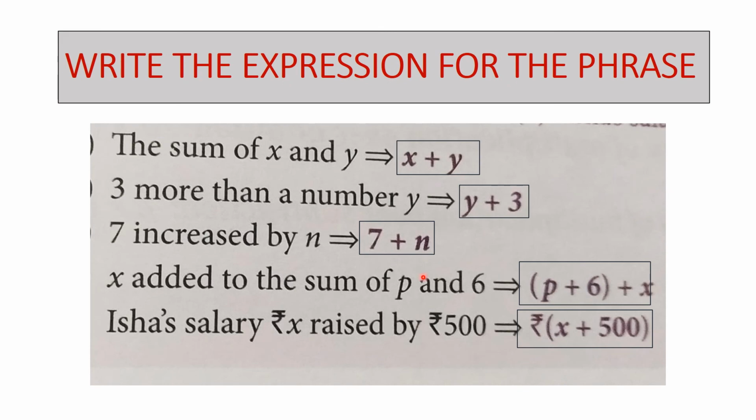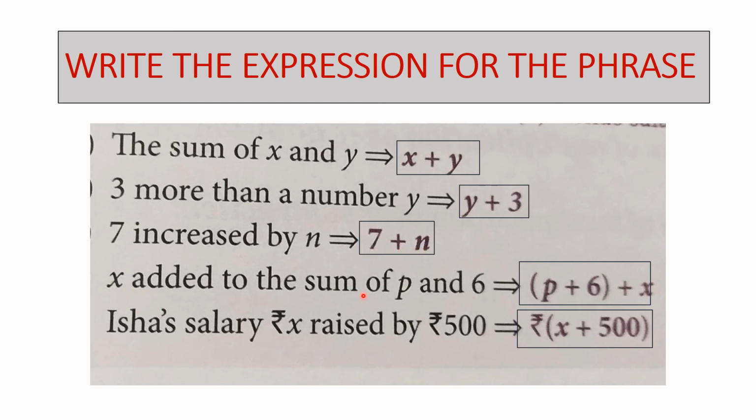Now this is very, very important. Write the expression for the phrase. You know what a phrase is? A part of a sentence. Now see the sum of x and y. How can you write this as an algebraic expression? x plus y, right? Now 3 more than a number y can be represented as y plus 3. Now 7 increased by n. So 7 increased by n will be 7 plus n.